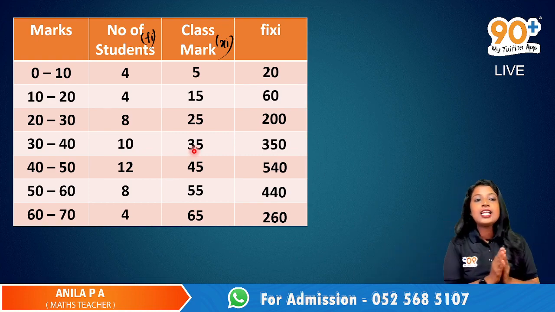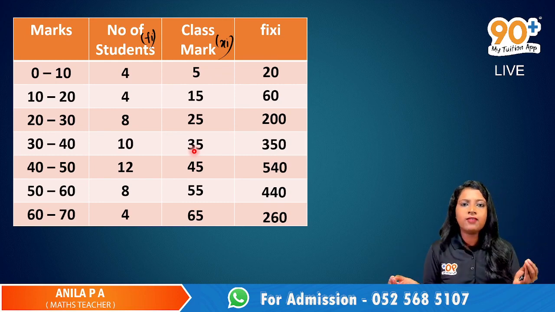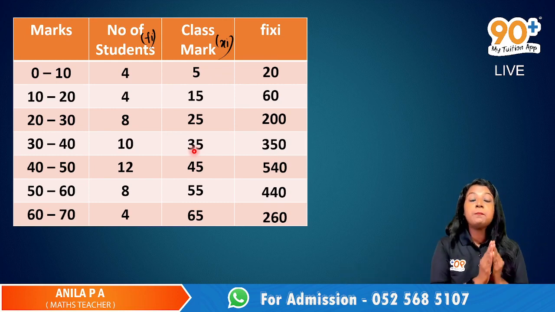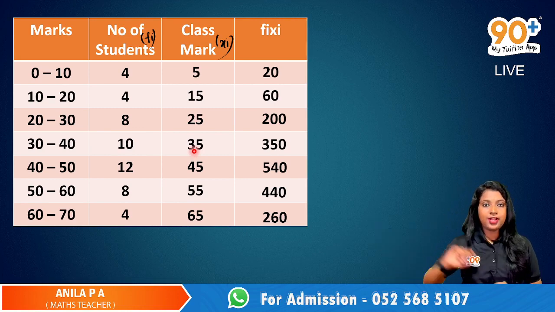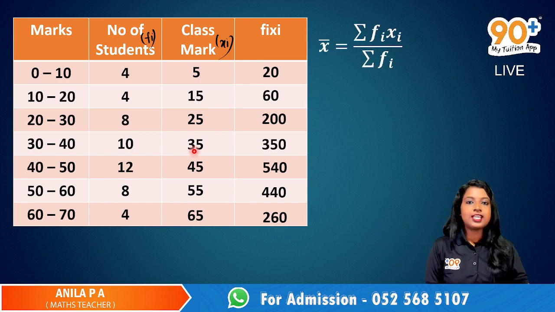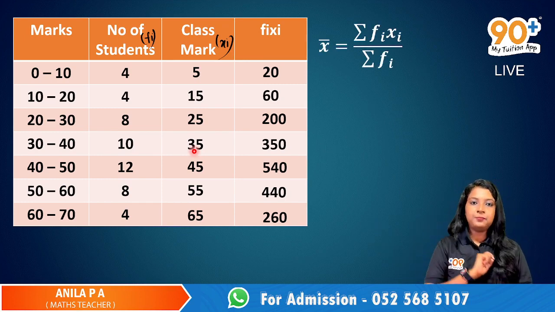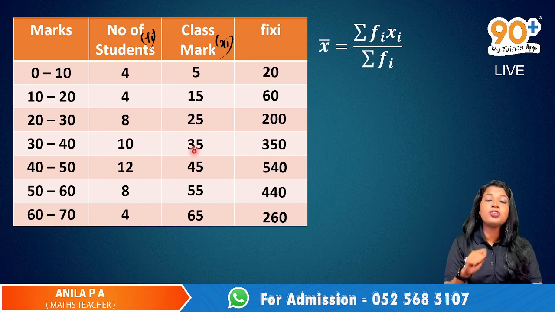Okay, so let's find the equation. What was the equation to find x bar? And what is this x bar? It is the mean. We have the equation in this direct method. X bar is equal to sigma fi xi by sigma fi. That is the equation to find x bar.